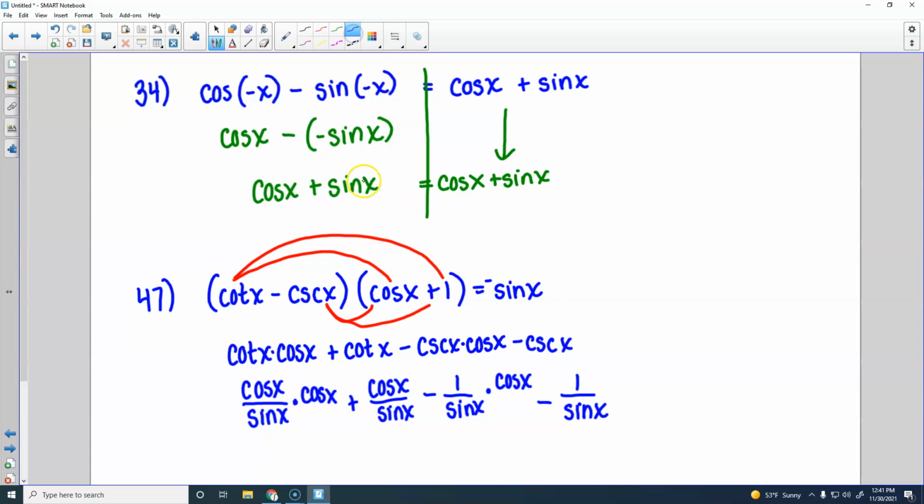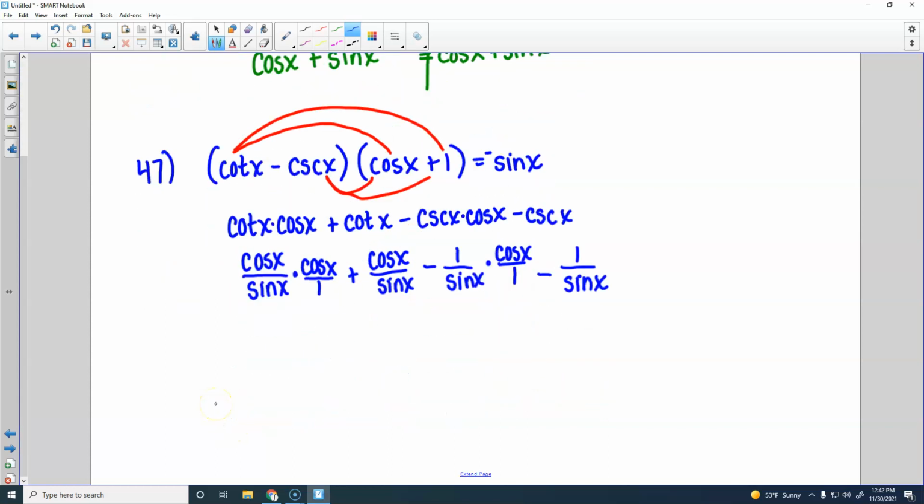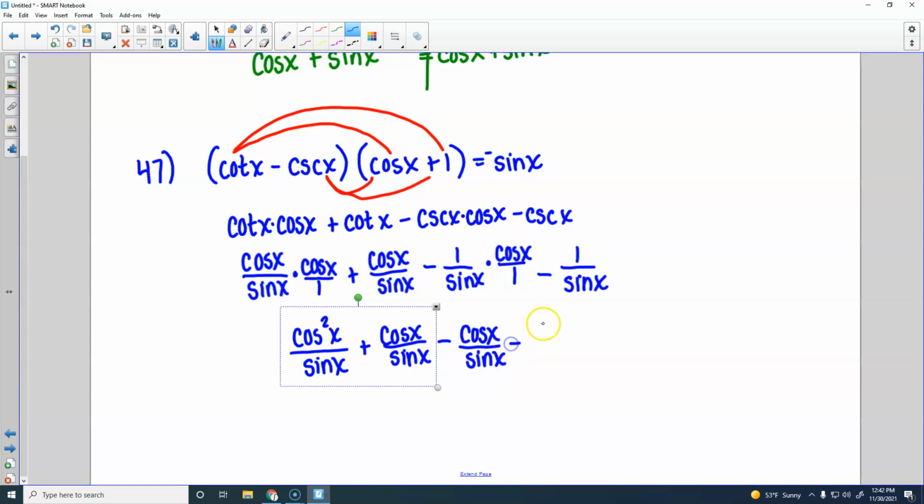And so where I have this like cosine x over sine x times cosine x, that cosine x is like a cosine x over 1. Same thing over here. This is like a cosine x over 1. So if I multiply these together, I'm going to get cosine squared x over sine x. And I'll have plus cosine x over sine x. Minus, when I multiply this together, I get cosine x over sine x. And then I've got 1 over sine x.